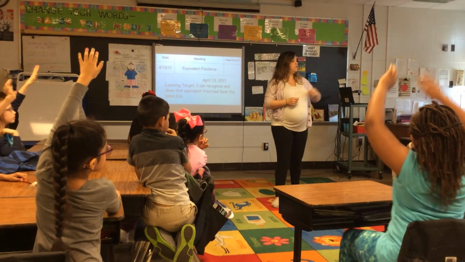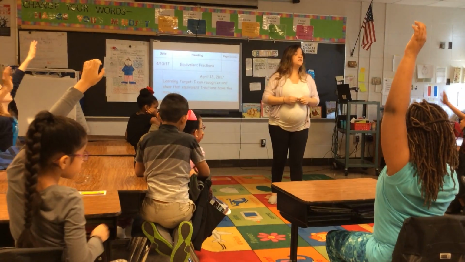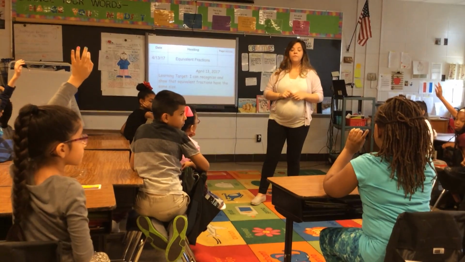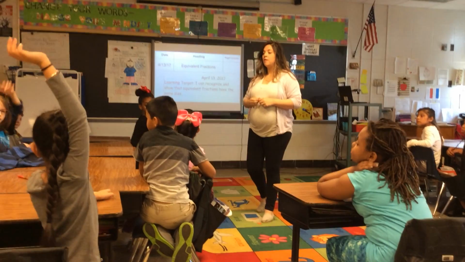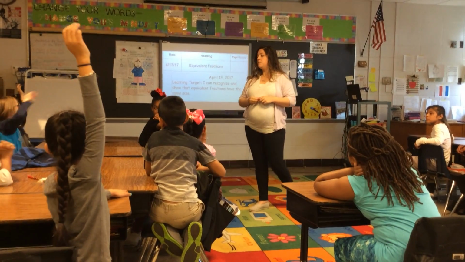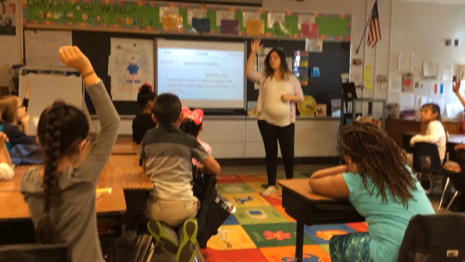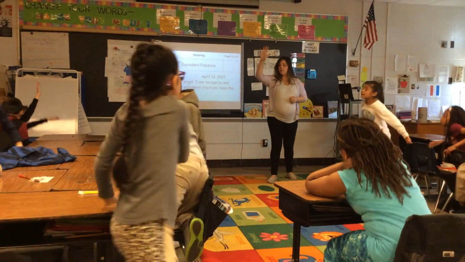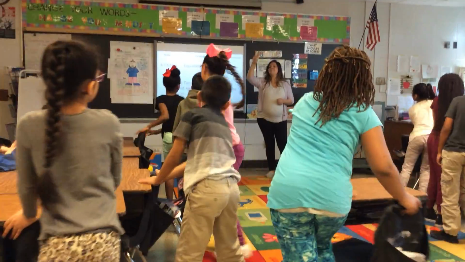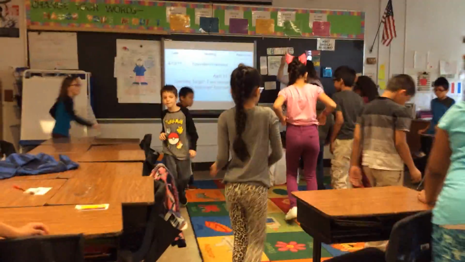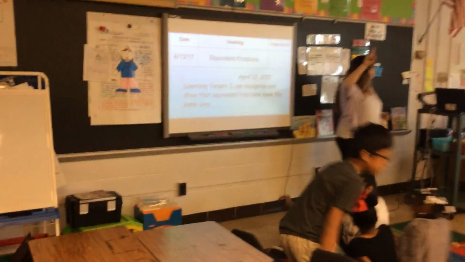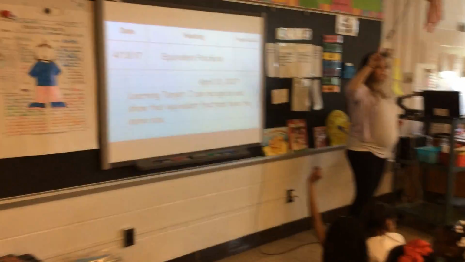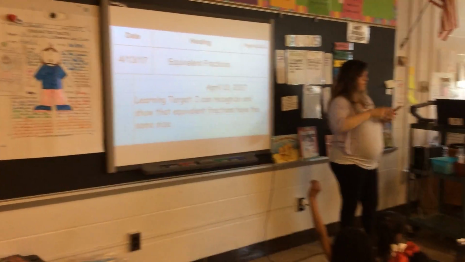Sit somewhere responsible. Stay in your square. Be respectful. Voice level 0. Where should your eyes be, Albany? On the board. Good. Ready? Excellent job.